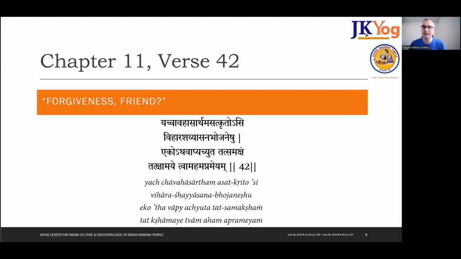Arjun, the catchphrase here is, forgiveness, friend. Arjun is asking forgiveness from that same friend, Sri Krishna, because he now realizes that in jest, in humor, in fun, treating Sri Krishna as a friend, he has been joking around with him, sitting with him, eating, etc. So he seeks forgiveness because he realizes Sri Krishna is much, much more. He is the Supreme Lord.